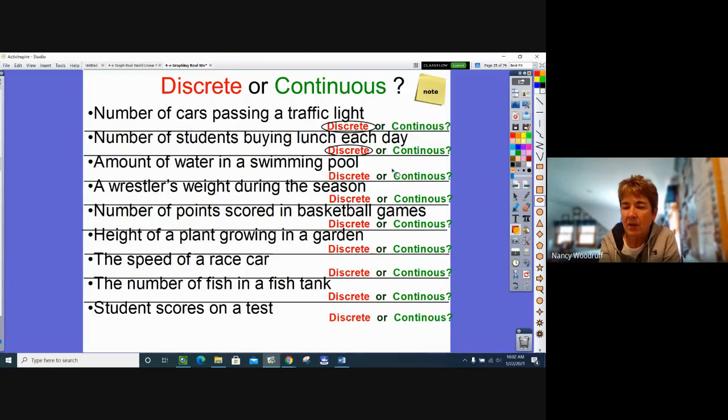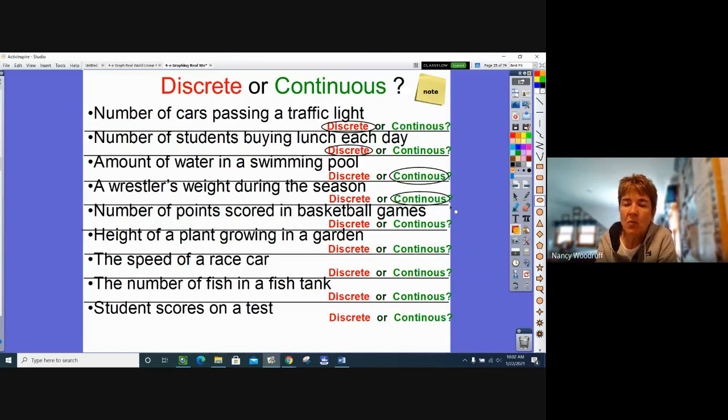Now, this one might help you realize the difference. That's continuous. As you put that hose in the pool and it goes up, it doesn't jump from being 12 inches to 12 and a half inches instantly. It has to go through all the measurements in between. How about a wrestler's weight during the season? That one would also be continuous.